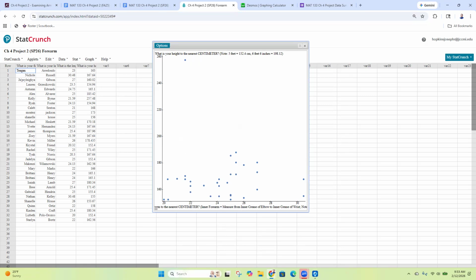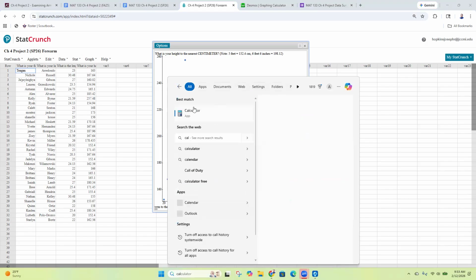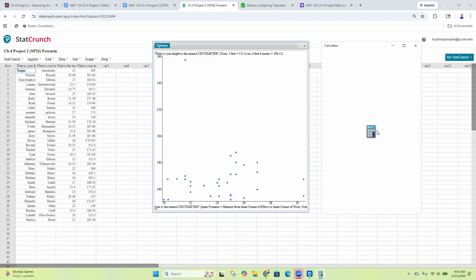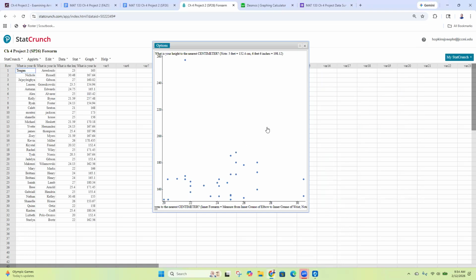So, how big is that, by the way? Let's see. Calculator. Curious. So 257 divided by 2.54, divided by 12. No, this person is 8 feet tall. Do I think this person's actually 8 feet tall? No, I don't. I mean, maybe they are, but anytime that we have real world data, you have to figure out how to deal with these outliers.